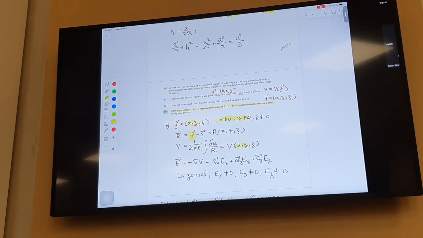This one actually comes from part of that past year question, not very clear. I also feel that I don't know what it's about. What major change, if any, is expected in the value of E if it is evaluated at a point other than on the z axis? I look at the solution, basically it asks about symmetry. As long as the point is on the z axis, you know there's symmetry, you can simplify it.